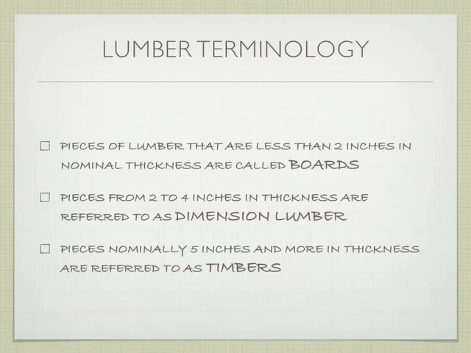Okay, so then we have this other thing. Pieces of lumber that are less than 2 inches in nominal thickness, so thin pieces of lumber, like this, a 1x3 or something like that, are going to be called boards. If it's from 2 inches to 4 inches in thickness, something like this, it's going to be called dimension lumber, which is what we tend to build with. And if it's anything larger than 4 inches, 5 inches or more, it's referred to as timbers. We'll talk about heavy timber construction in a little bit.